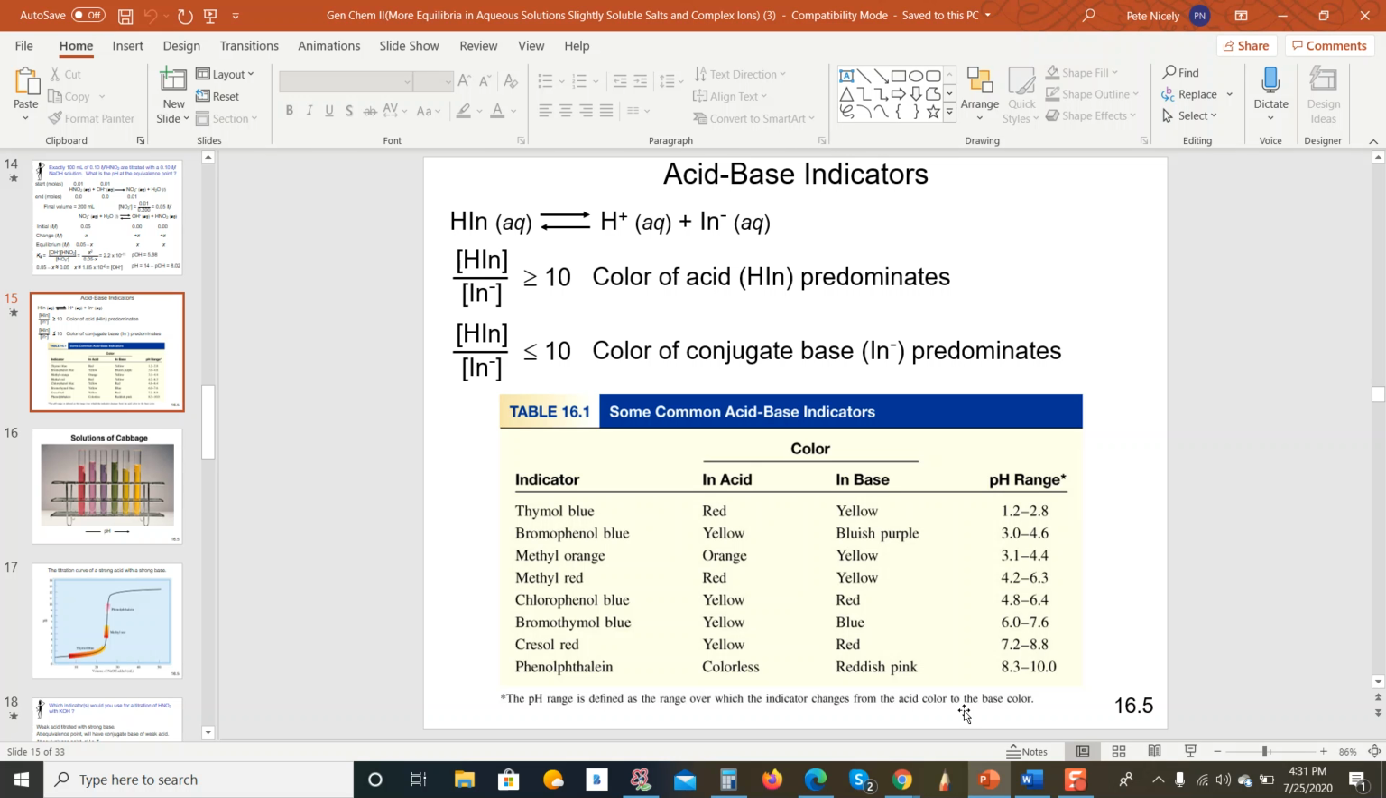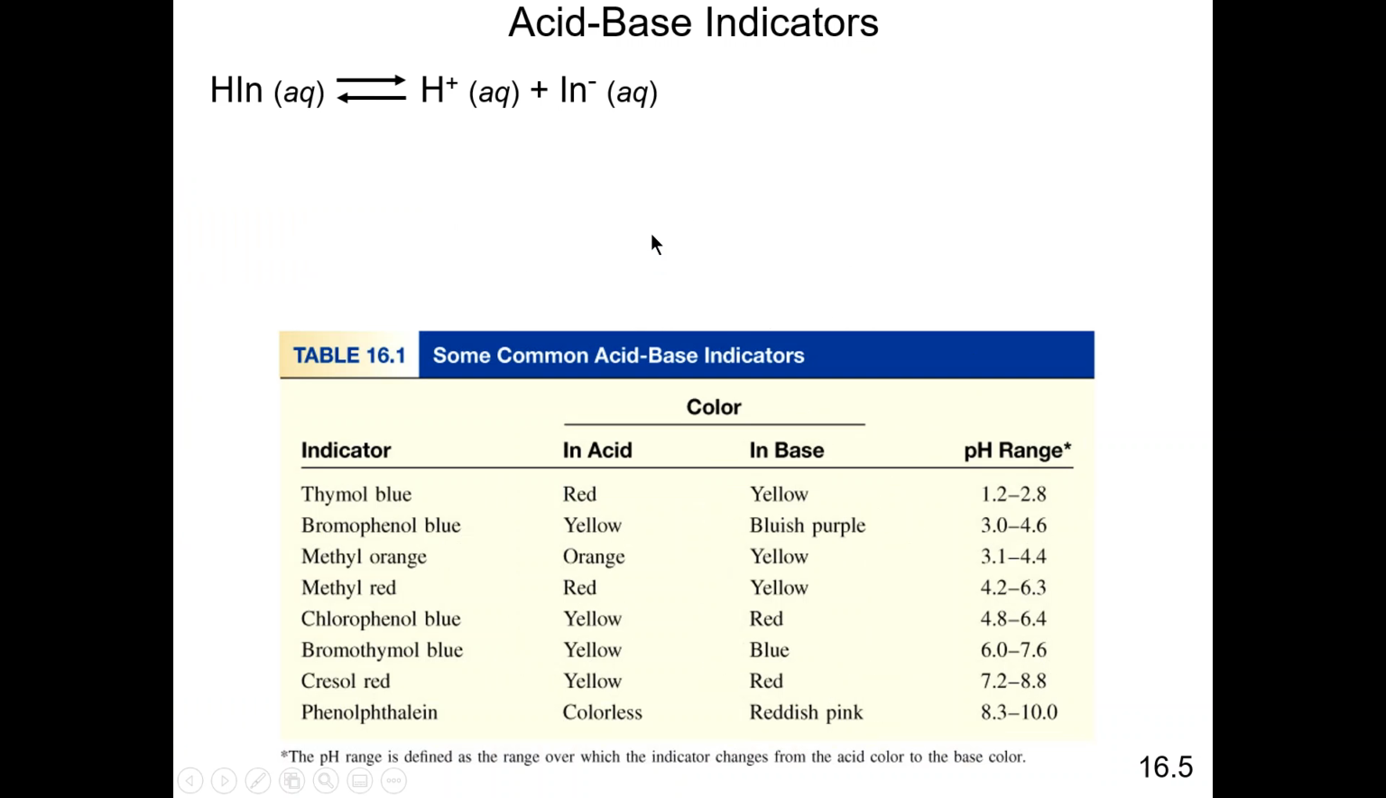Okay, so this will be a very short video because it deals with a topic known as indicators. Indicators are substances which take on a particular color based on the acidity or basicity of their environment, right? So the first thing I want to mention here is that indicators are, generally speaking, weak acids or weak bases.